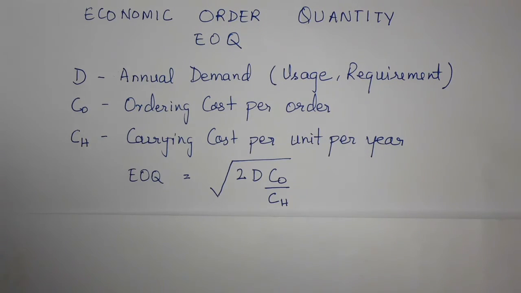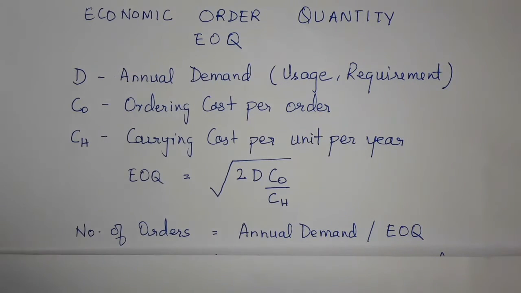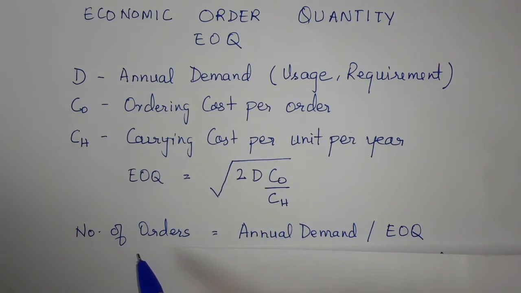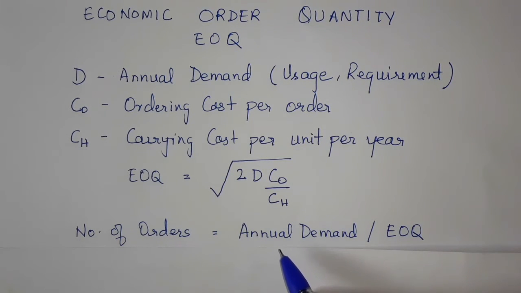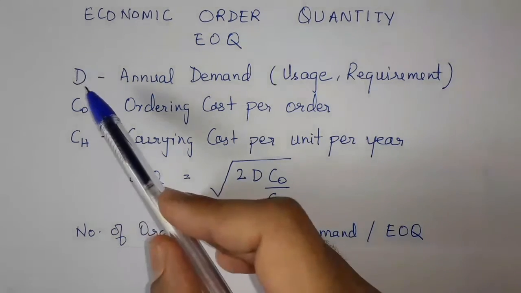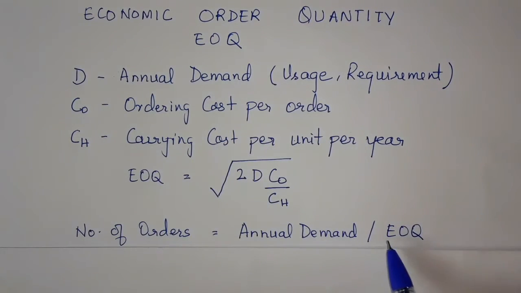But apart from that, there are a few terms as well which are used in conjunction with EOQ. So let's have a look at those as well. Another term is the number of orders, the number of orders which we are supposed to give in a year. Now it's very easy to calculate. The number of orders is given by annual demand divided by EOQ. So if you divide annual demand by EOQ, that gives you the number of orders.